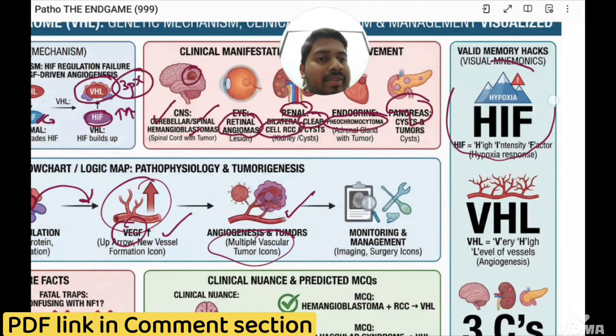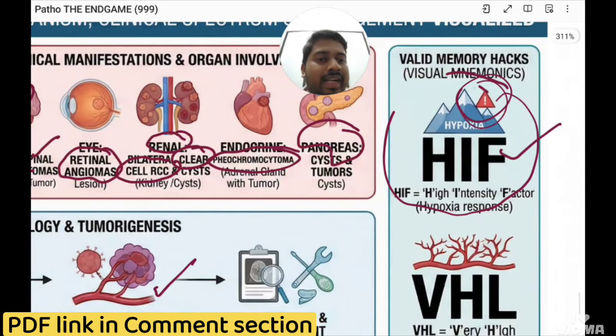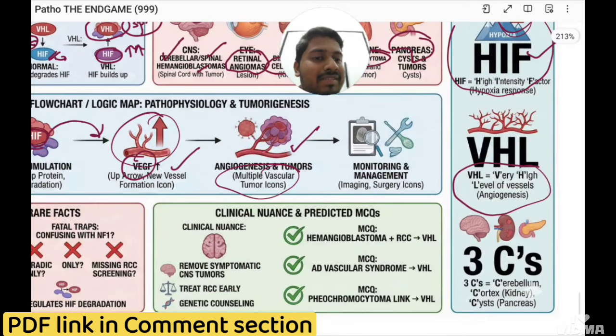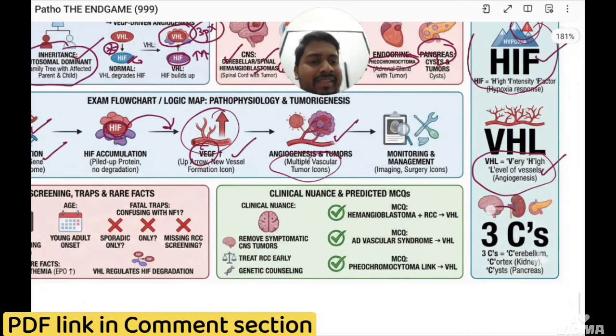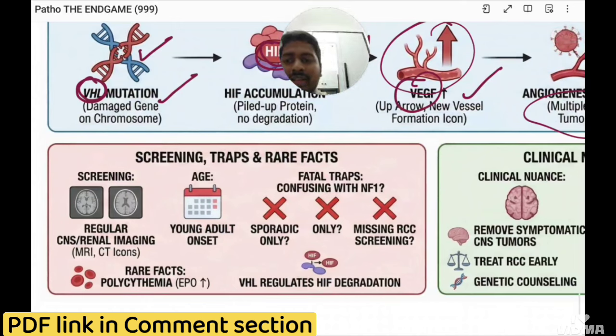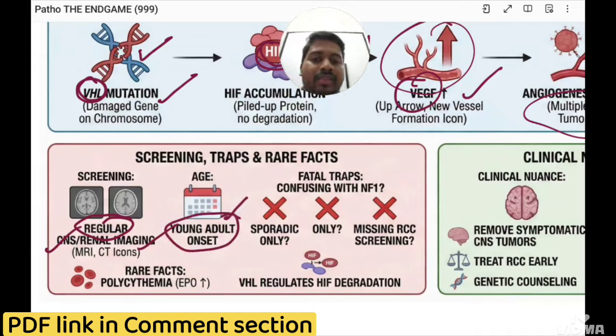Here you can see a mnemonic: HIF is high intensity factor, hypoxia related, and basically it is hypoxia inducible factor. VHL means very high level of vessels. These are mnemonics to remember. And the 3 C's: one is cerebellum, one is cysts of kidney, and then pancreatic cyst. In those people who have this mutation, you have to do regular CNS and renal imaging, because you don't know when these hemangioblastomas will develop. Usually it is a young adult onset disease, and it can be sporadic also. You should not miss it on renal cell carcinoma screening.